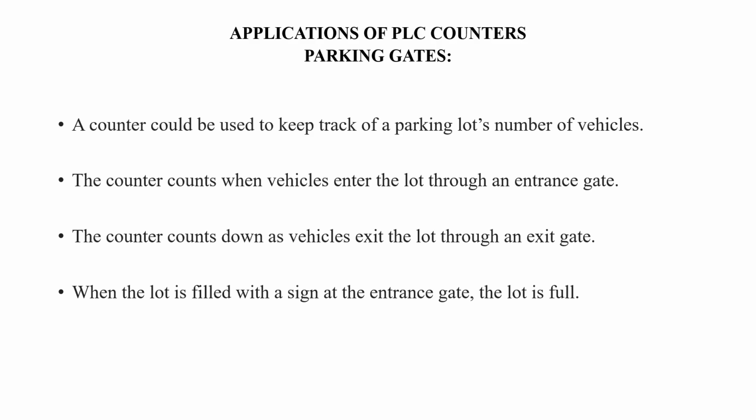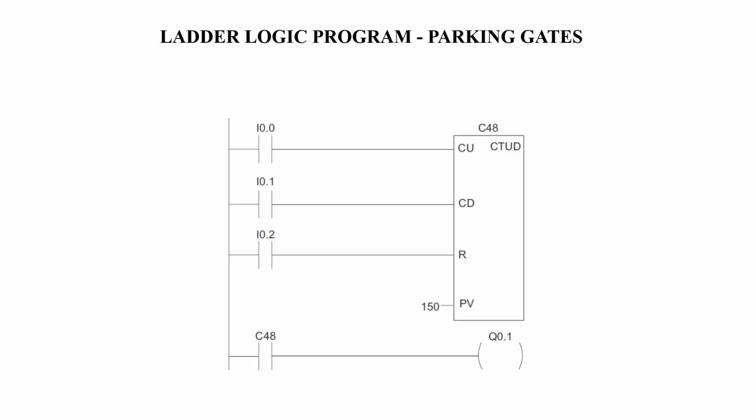Let us see how we can program PLC counters using a parking gate. Here we are going to have three switches: one switch for incrementing the up counter, another switch for decrementing the count down, and another switch for the reset value, and here we are going to have a preset value. And this CTUD output is connected to one output, which is going to indicate whether the counter is full or empty.